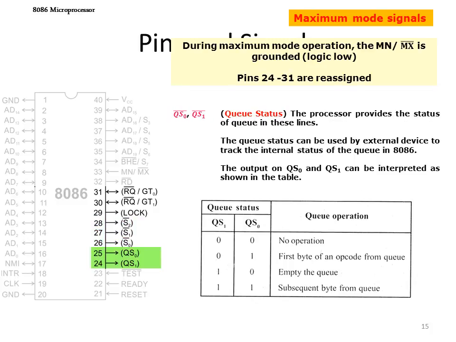QS0 and QS1 are the queue status signals. The processor provides the status of the queue in these lines. The queue status can be used by an external device to track the internal status of the queue in 8086. The output of QS0 and QS1 can be interpreted as shown in the table. When both QS1 and QS0 are zeros, no operation is performed. 01 is first byte of opcode from the queue, 10 is empty the queue, 11 is subsequent byte.